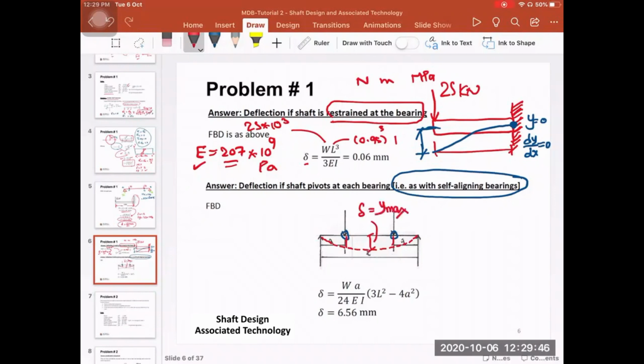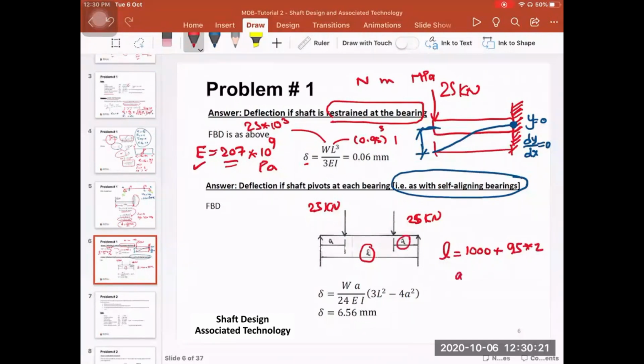So in this case, you have two forces, 25 kilonewton each on both sides. You have 25 kilonewton here. And then you have, let me just remove this so that you can see what I'm trying to talk about. And then you have the total length. Remember, this length is equal to 1000 plus this 95 times 2 on each side. Then you have A, so A here is equal to 95 mil.